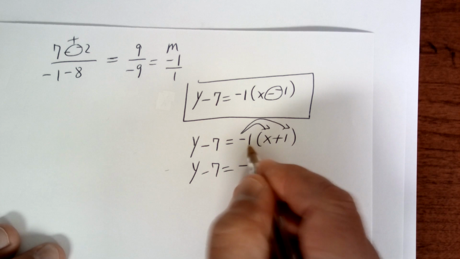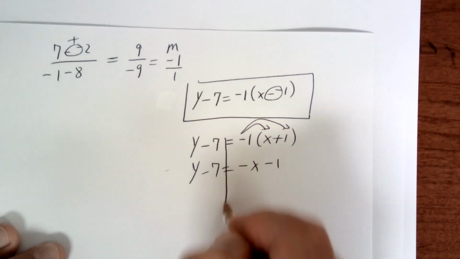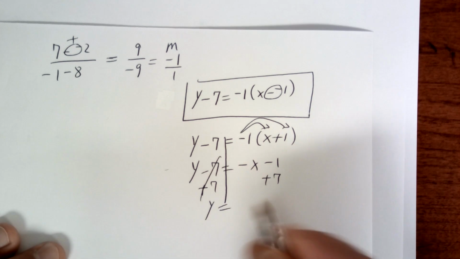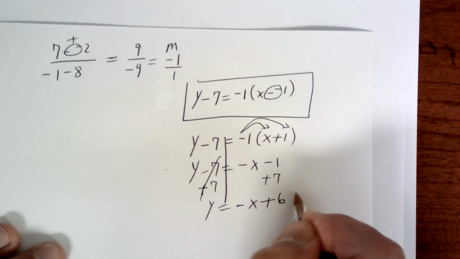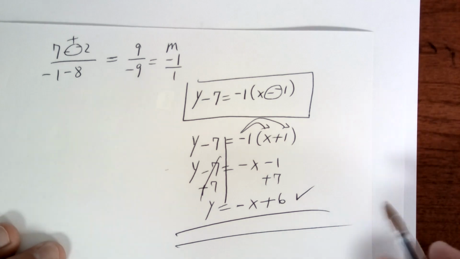Negative x and a negative 1. Now we're going to move the 7 by adding 7. And we're done. And that's called slope intercept form. And that's what we're doing today. Okay, I want both of these right here.